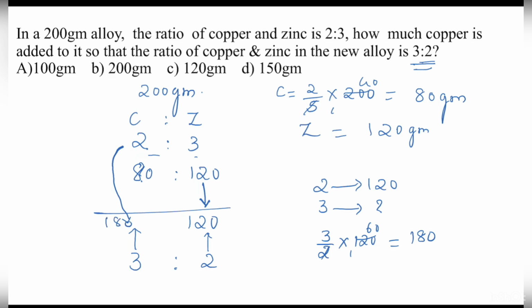But we know that already 80 gram of copper is present. So how much more should we add to make it 180? 100 gram we should add, so that the new alloy contains copper and zinc in the ratio 3:2. So 100 gram is the answer, Option A.